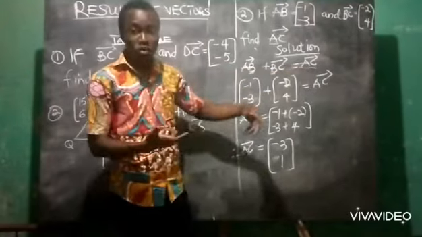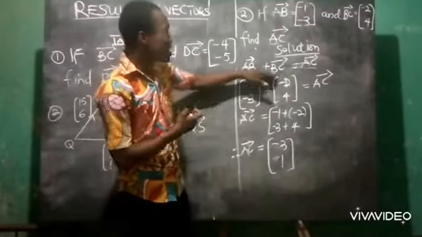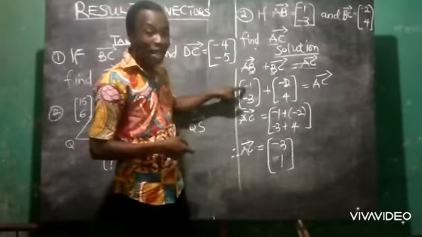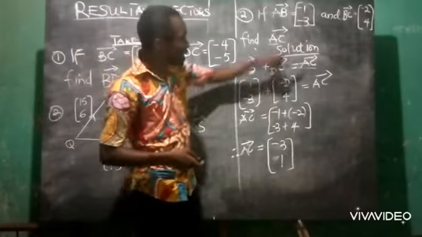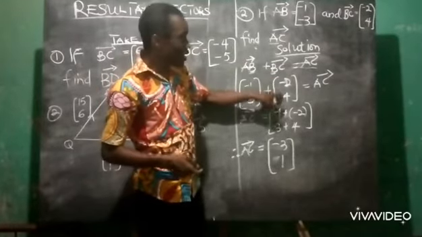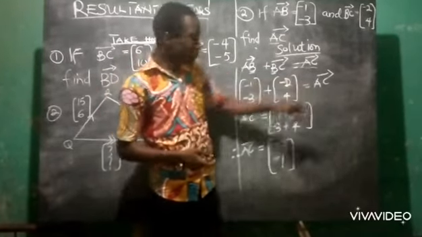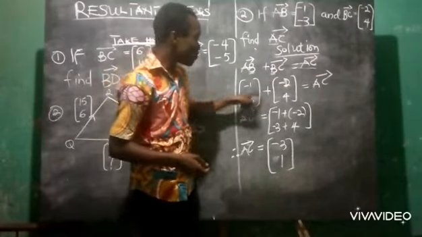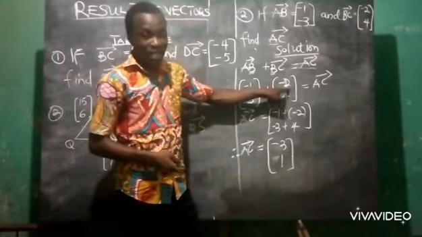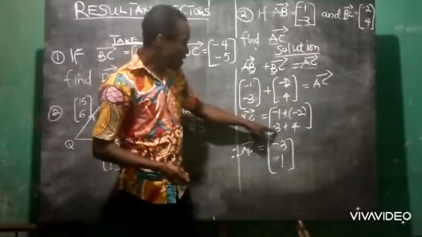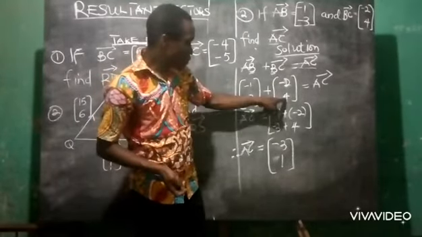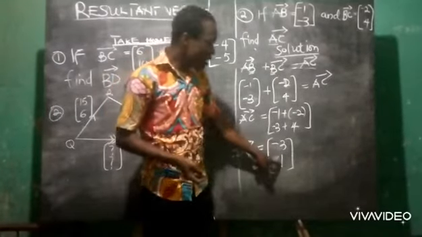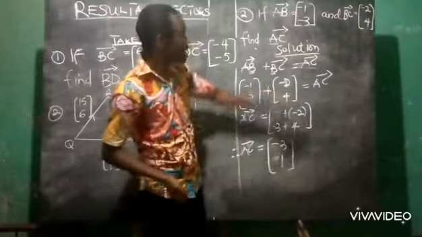So all we need to do is to substitute the value for these vectors inside. So AB is negative 1, negative 3. That is what we have here. And BC is negative 2, 4. That is what we have here. So we are supposed to find AC. Now our AC is equal to negative 1 plus negative 2. That is the negative 1 here plus the negative 2 here. And then negative 3 plus 4. That is the negative 3 plus 4. So if we compute this, we are going to get AC to be negative 3, positive 1. So this is the answer for this question.